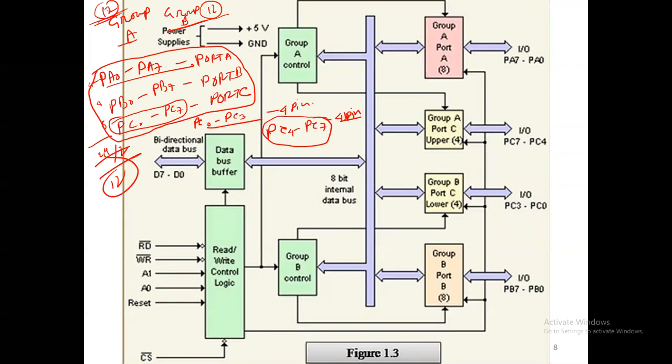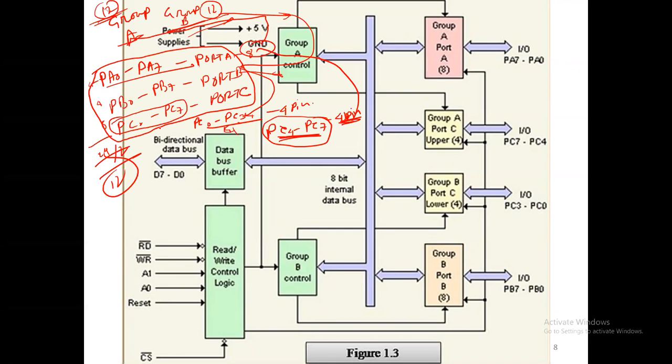means 12 pins, another group 12 pins. This is a total of 24 port pins, but these 3 ports are used in 2 groups, group A and group B. Group A with 12 pins means port A, all 8 pins, and the upper part of port C, 4 pins. 8 and 4 make 12, and this 12 is group A. Group B is another 12 pins: port B, 8 pins, and the lower part of port C, 4 pins. So this 12 is group B. All are clear?